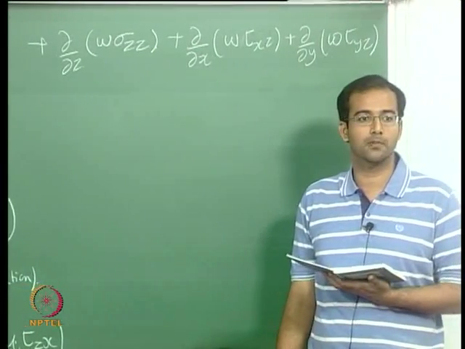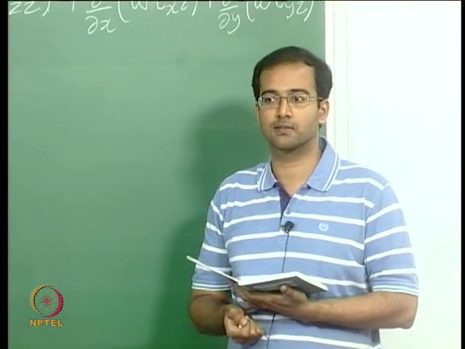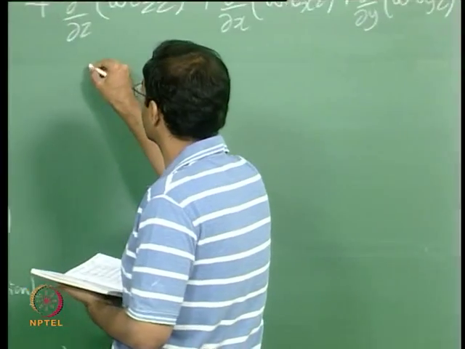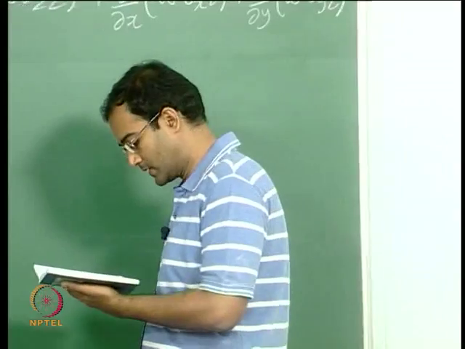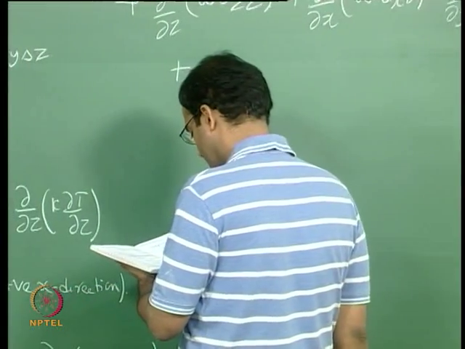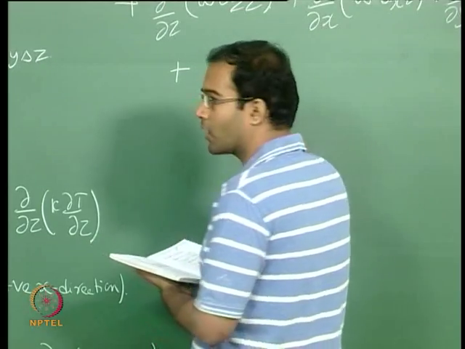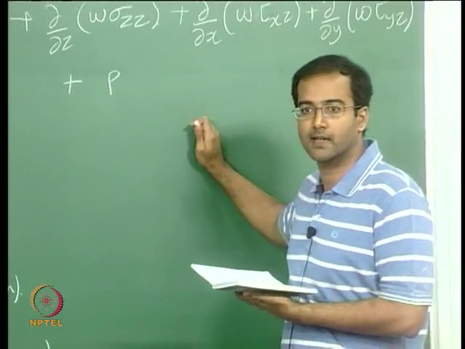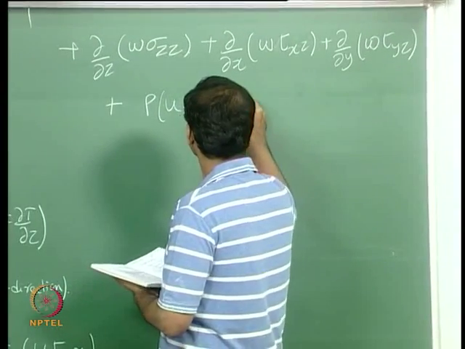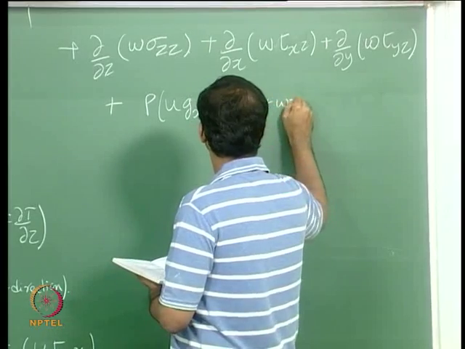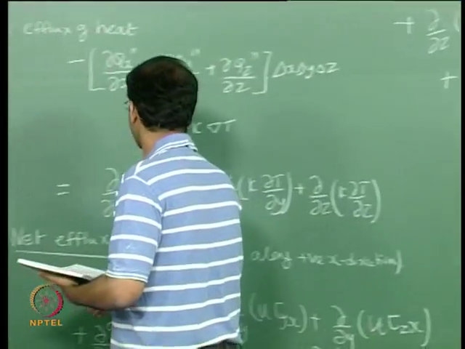So what should be added to this? What are the other contributions to work? Body forces. Okay, so that is coming under the body forces, the potential energy contribution that is added under the work. So this will be rho u gx plus v gy plus w gz. I am taking rho common because rho is common in all the three directions.